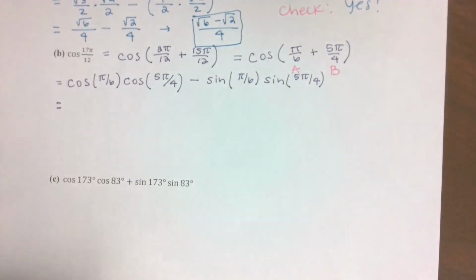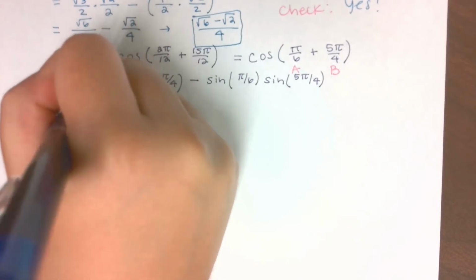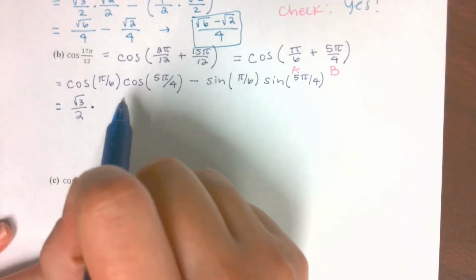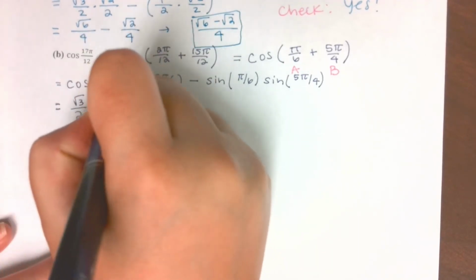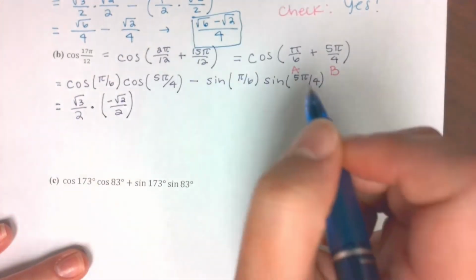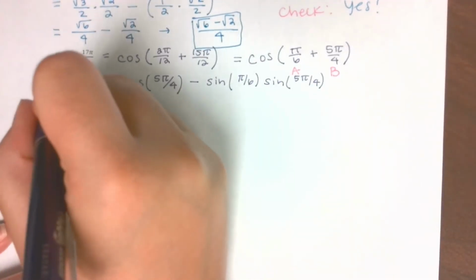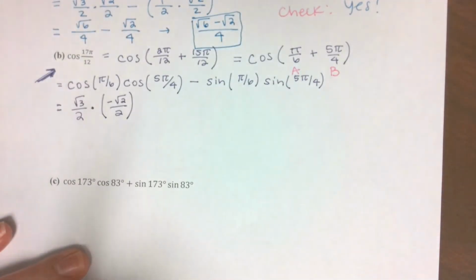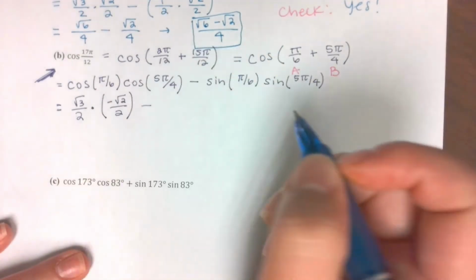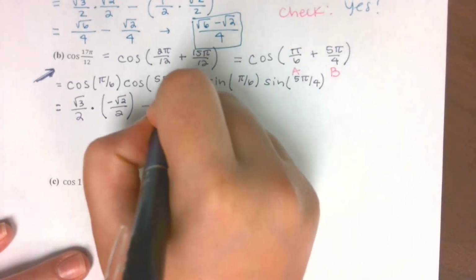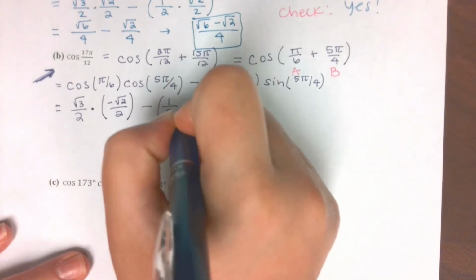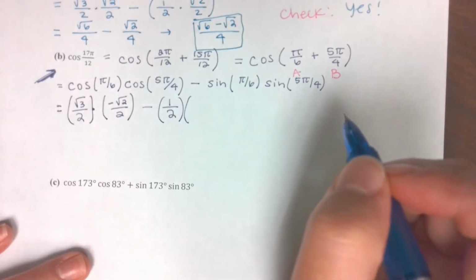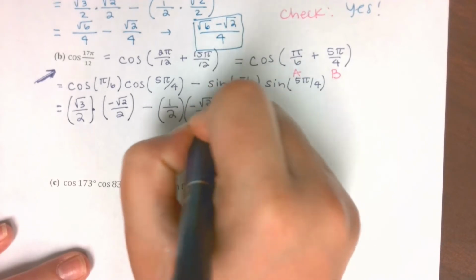Alright, so cosine of pi over 6 is going to give me square root of 3 over 2 times cosine of 5 pi over 4, which is going to give me negative square root of 2 over 2. Again, make sure that your calculator is in radians, okay? Because we're talking about radians now, so make sure you've changed the mode over. Alright, so minus sine of pi over 6 is 1 over 2, and then sine of 5 pi over 4 is going to give me negative square root of 2 over 2.